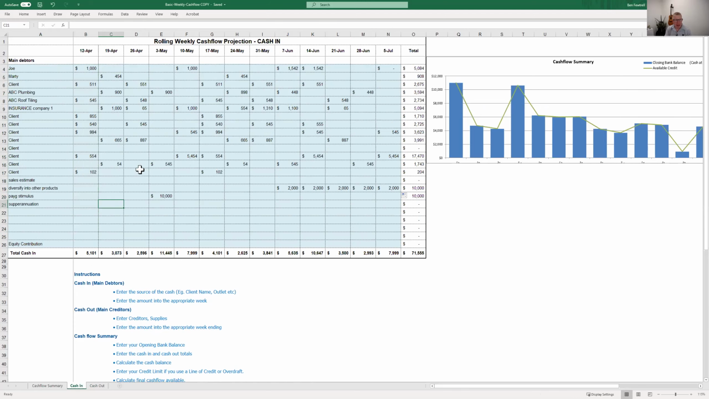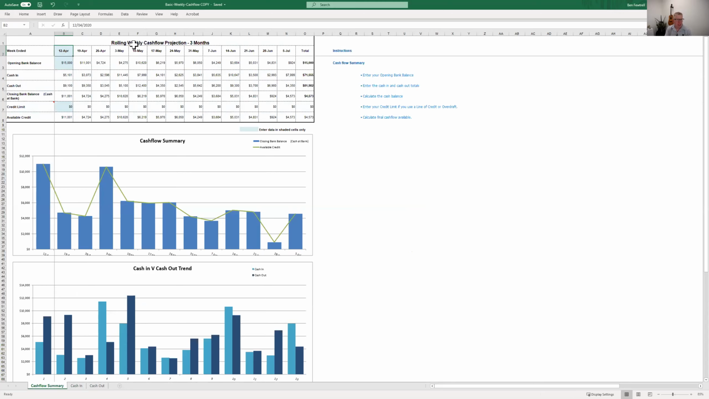Once a few weeks have passed, then what you do is you just want to go up here to cash flow summary. You'll change the date. Let's say it's May now. I'm going to put in the 3rd of May.